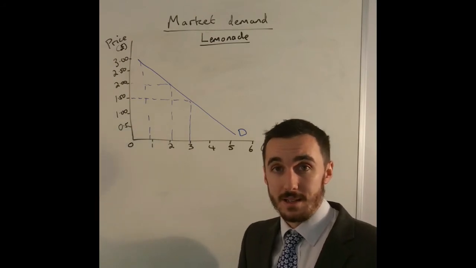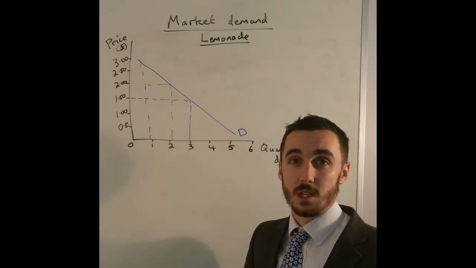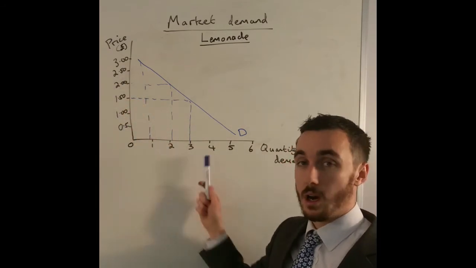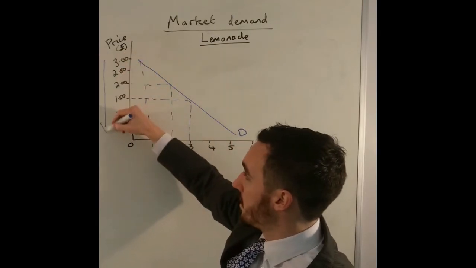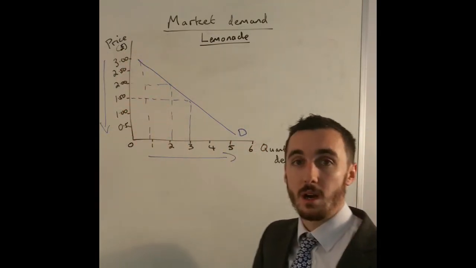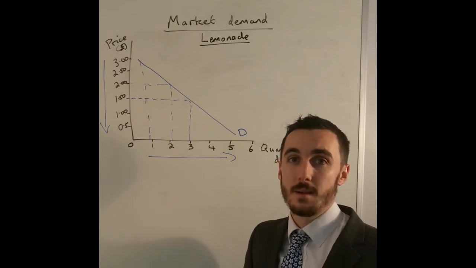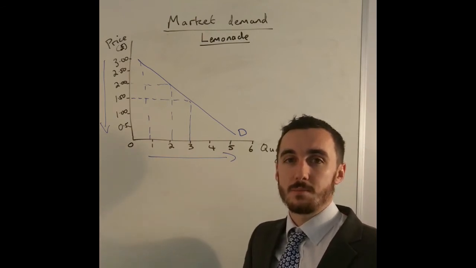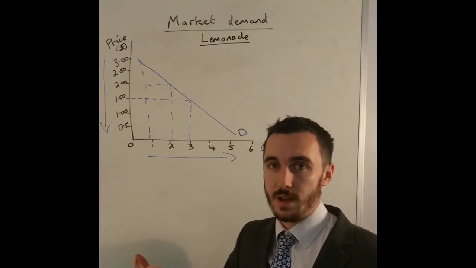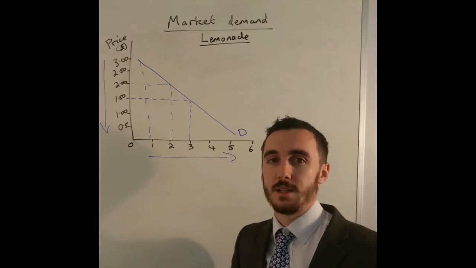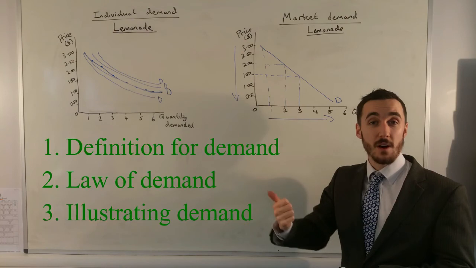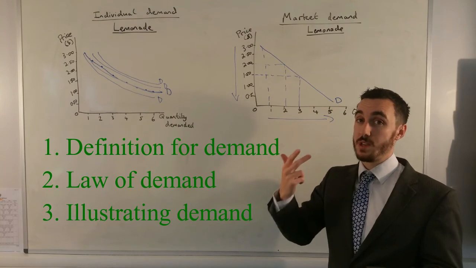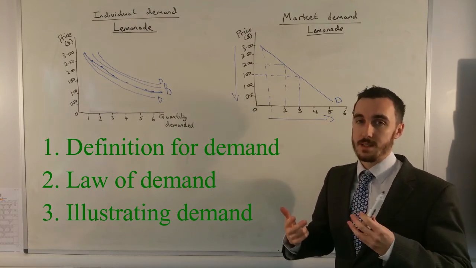So the law of demand then, we can see this on this market demand curve as well, and we can see that as the price goes down, the quantity demanded is going up. And that is the law of demand. The reason that as the price goes down, the quantity goes up is because of the income effect and the substitution effect, which I'm going to go through in my next video. So we have defined demand, we have stated the law of demand and stated the 2 reasons why, and I will go into those in more detail in my next video.